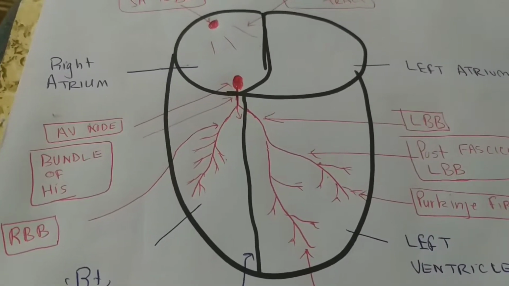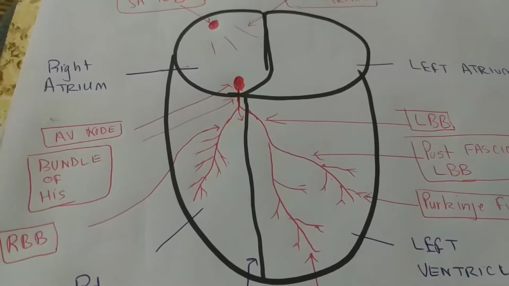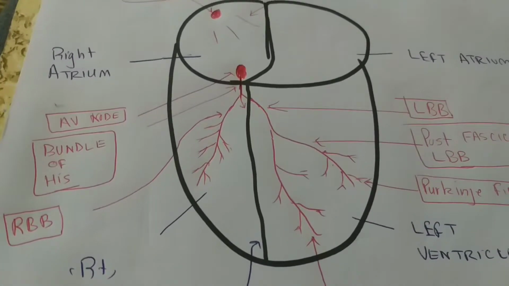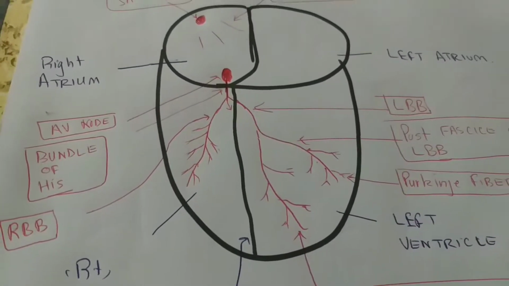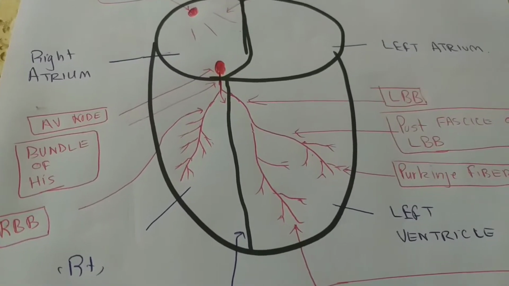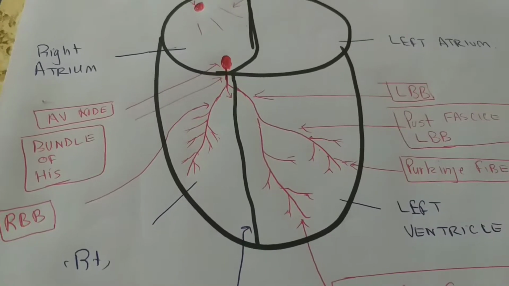So there needed to be a delay where the atria are emptied and the ventricles are filled with the same blood. So there is a very short delay of impulse transmission from the atria to the ventricle, and this very delay is shown on the ECG paper as the PR segment.